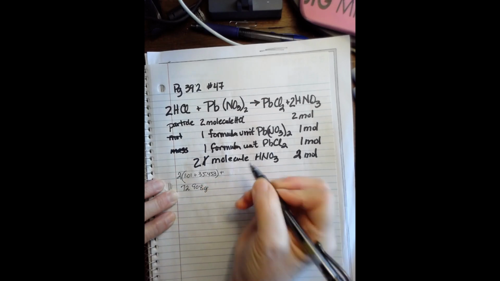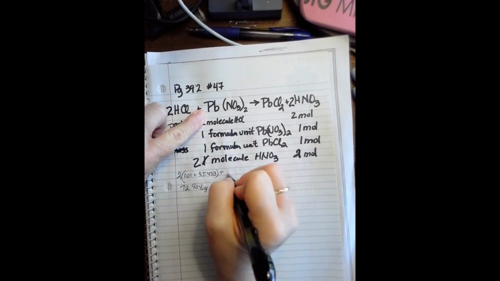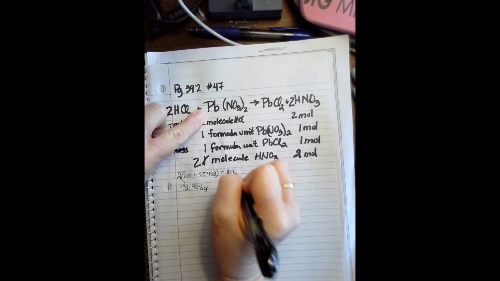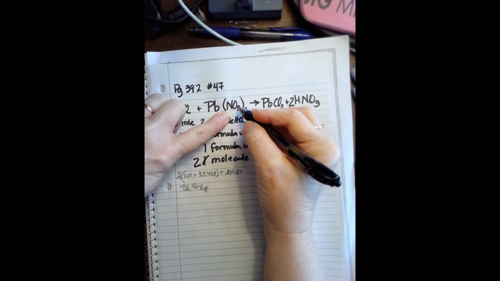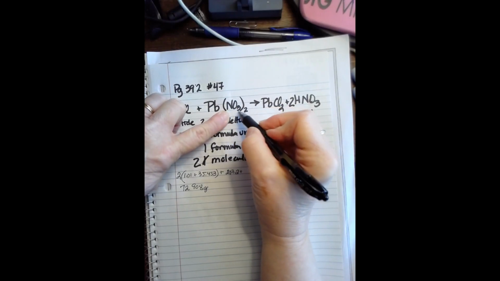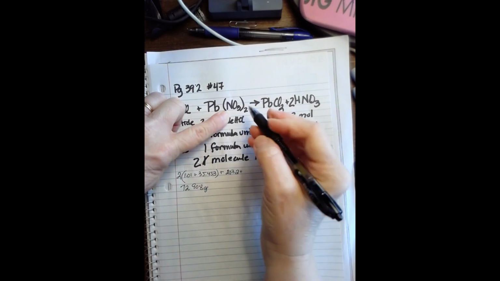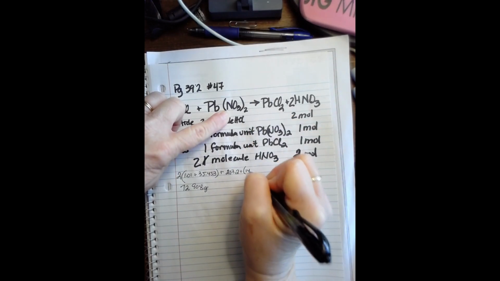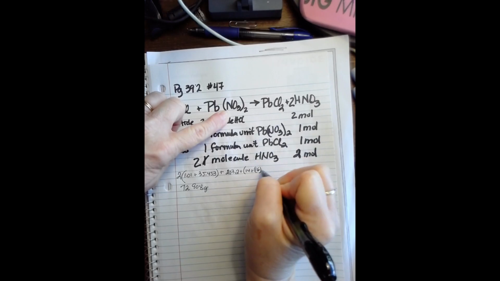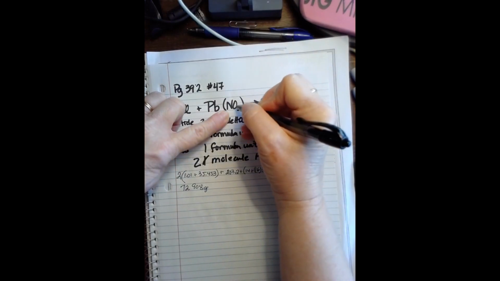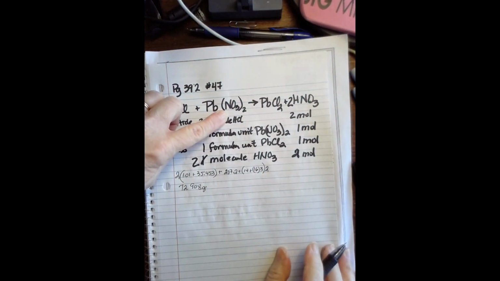Then we're going to add that to the mass of this. So this is 1 lead, so lead is 207.2. And then we have to add in this polyatomic ion times 2. Well, this is 14 plus 16 times 3, because there are 3 oxygens, and then that whole thing has to get multiplied by 2.